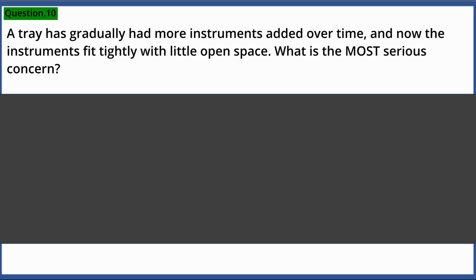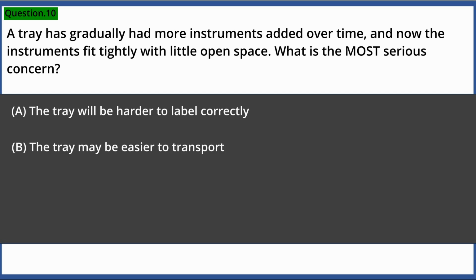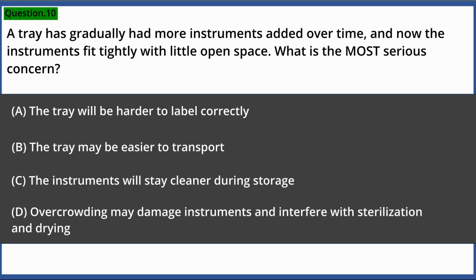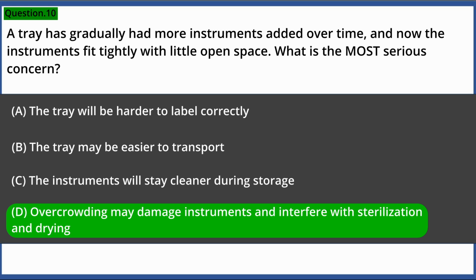A tray has gradually had more instruments added over time, and now the instruments fit tightly with little open space. What is the most serious concern? A. The tray will be harder to label correctly. B. The tray may be easier to transport. C. The instruments will stay cleaner during storage. D. Overcrowding may damage instruments and interfere with sterilization and drying. Answer: D. Overcrowding may damage instruments and interfere with sterilization and drying.